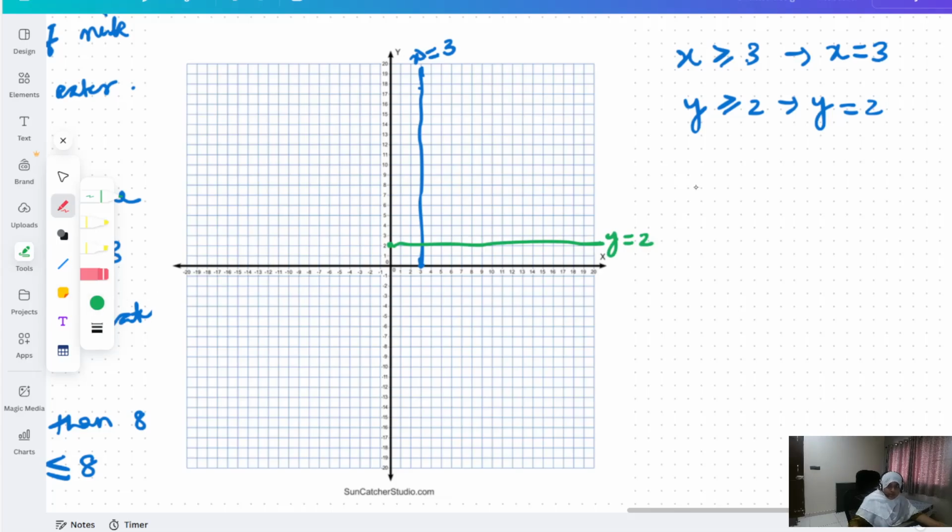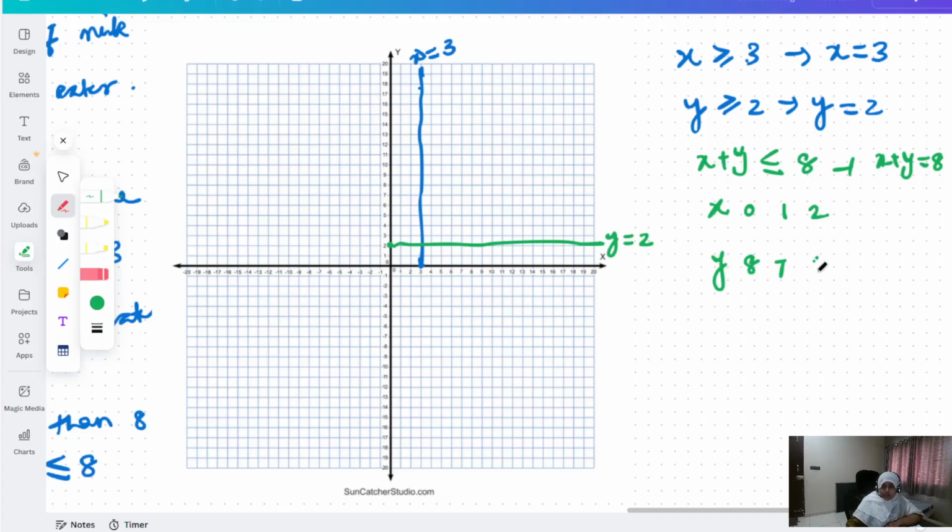All right, so what's the next part? Next part, they have asked us to find the total should be not more than 8. So x plus y should be less than or equal to 8. I'll just write this as x plus y equals 8 and we'll try to plot some values for this. When x is 0, y will be 8. When x is 1, y is 7.